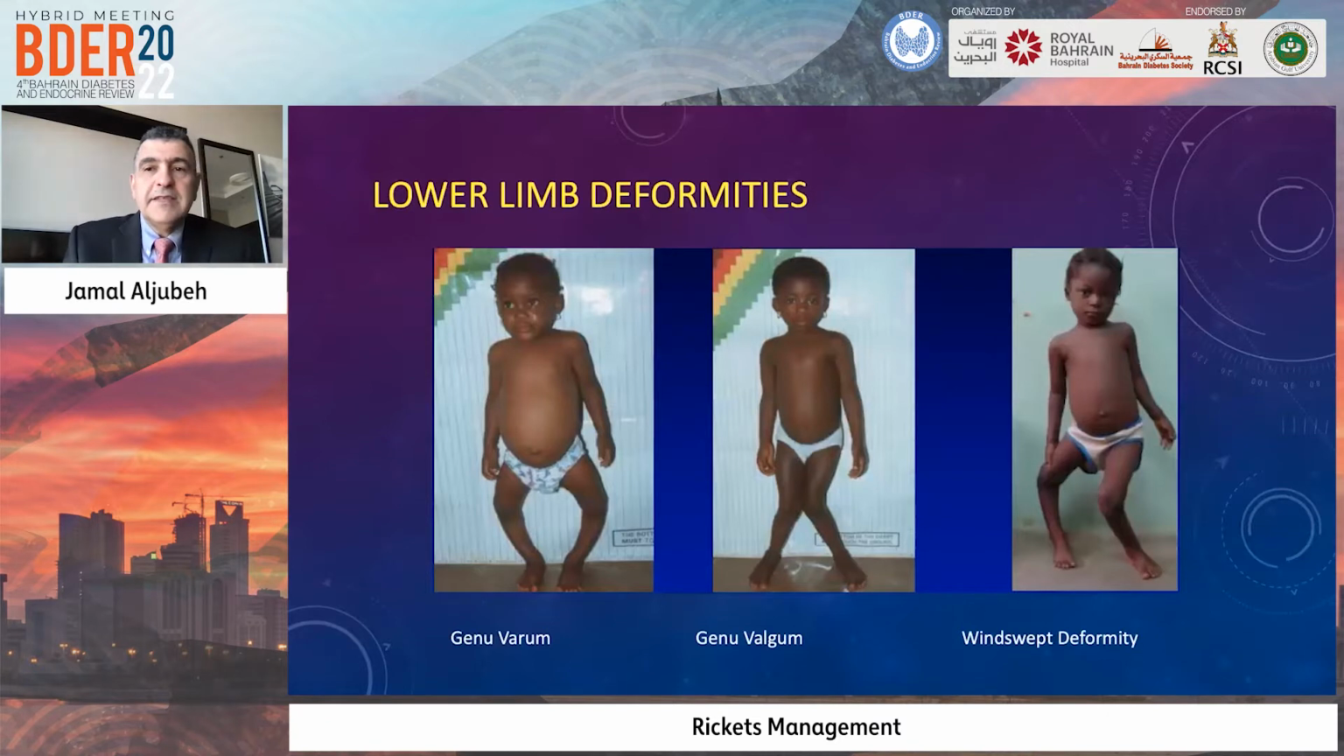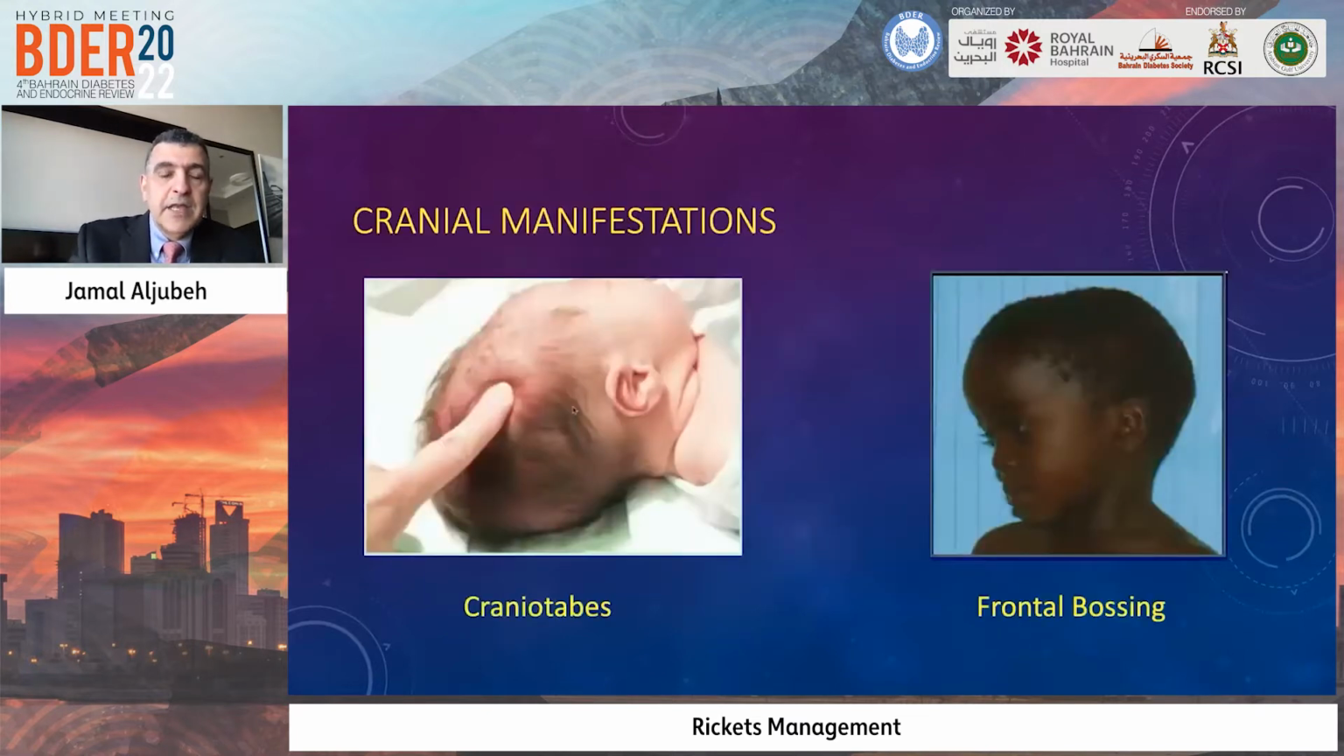So the deformities that happen in rickets most commonly come in the form of genu varum or bow legs. However, some patients may develop genu valgum or knock knees. This happens more often in the older children, not in the 1 to 2 years of age, and rarely the wind-swept deformity that you can see.